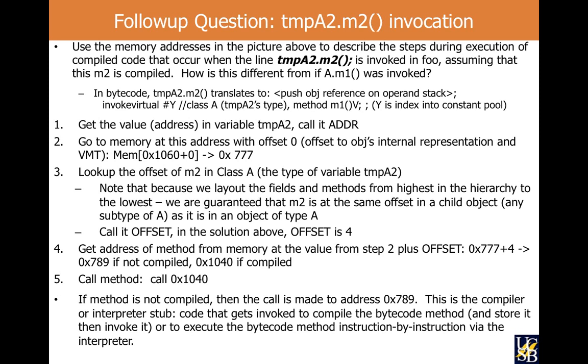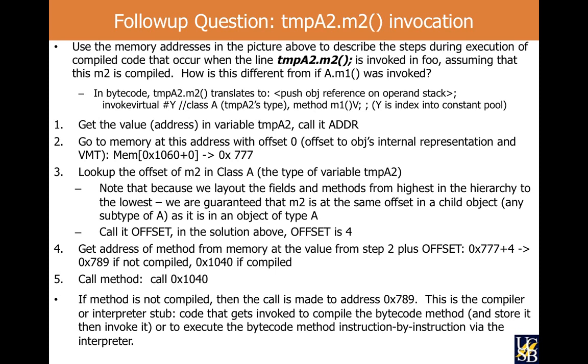The idea here is that we're going to take the variable and get the address that it holds, because all object variables, all object instances hold references to those objects. So temp A2 holds the address of an object. And so we go to the memory at this address, that is the address that the variable holds. We go to offset 0 so that we can get the address of the internal representation. This is going to get us to the virtual method table. We're going to go to the virtual method table because M2 is an instance method, which is dynamically dispatched.